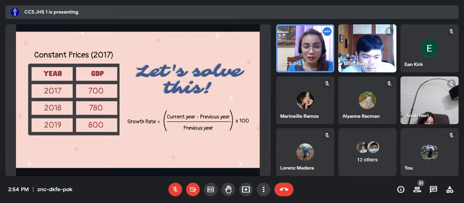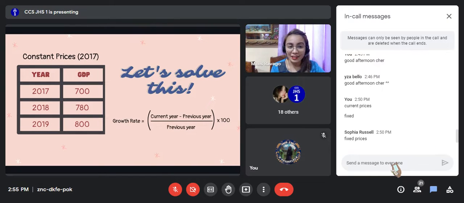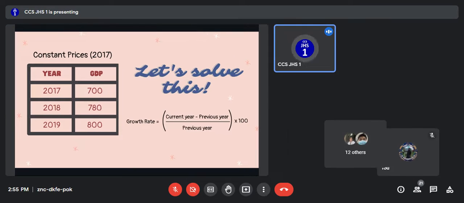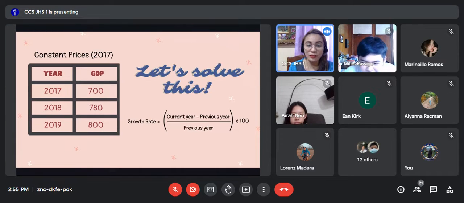Can we solve for the growth rate of 2017? No, sir. Why? I think yes, based on the data here. No, sir. Why? There is no data for the previous year, 2016. Okay, very good. There is no data for the previous year, 2016. So therefore, we will go straight right with 2018.